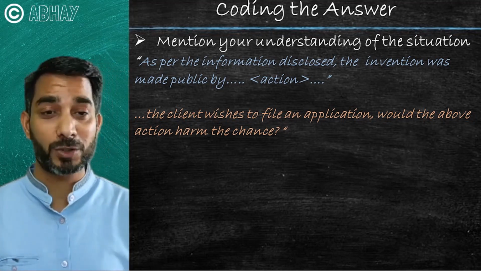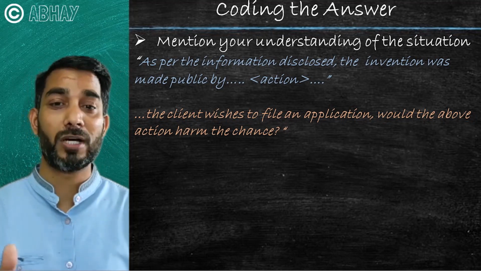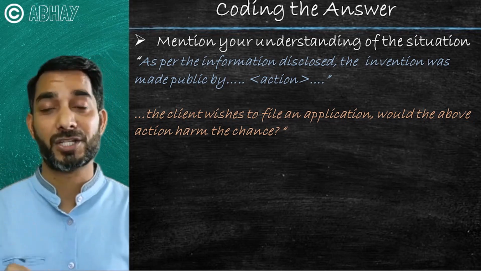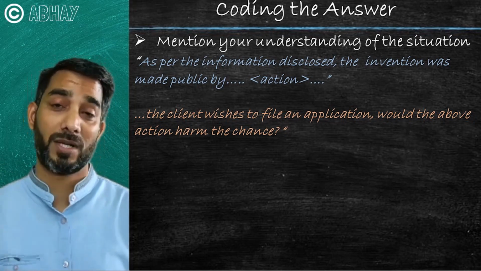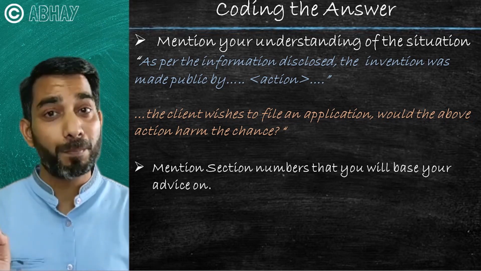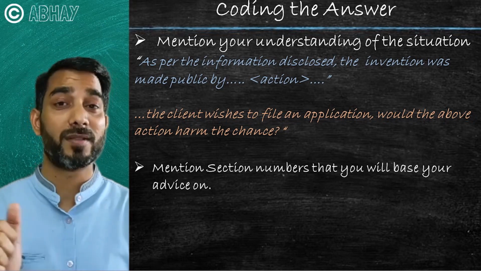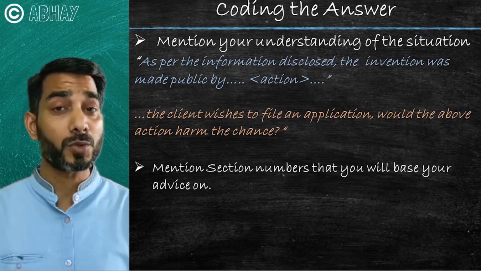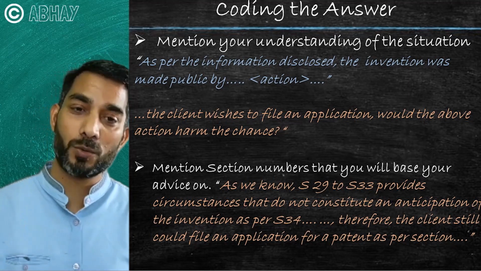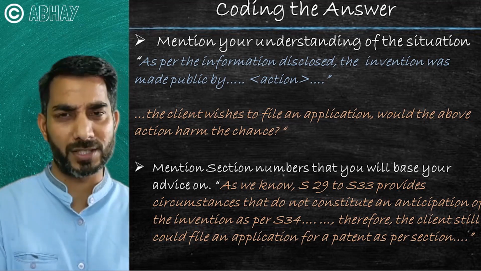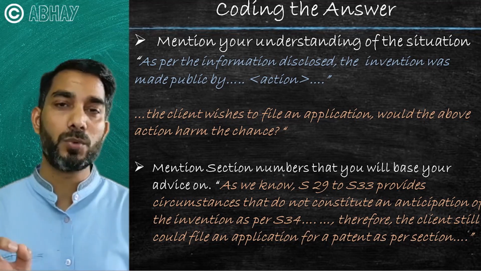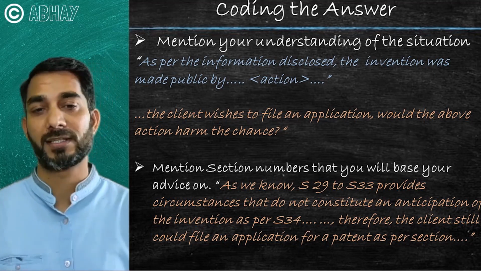The client wishes to file an application. Would the above action harm the chance? So you pick sections to see whether such actions would cause harm or not. So how do we write that? As we know, section 29 or one of the sections till 33 provides circumstances that do not constitute an anticipation of the invention as per section 34.